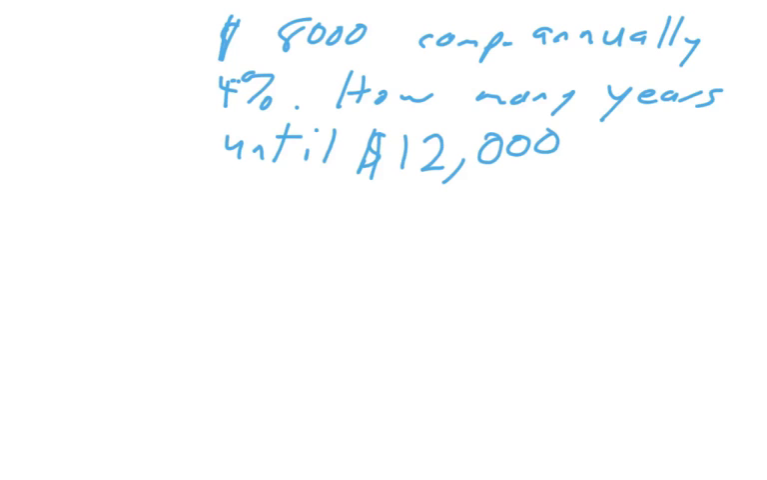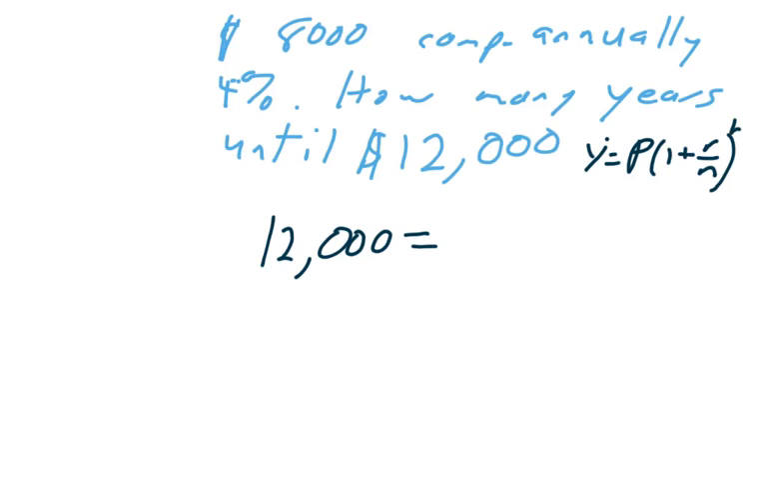Alright, this next problem says we have $8,000 and we're going to compound annually at 4%. How many years till I get to $12,000? So I'm going to put $12,000 over here because that's how much I want to end. A reminder, our equation is y equals p times (1 plus r over n) to the nt. Now, $8,000 is how much I'm starting with. 1 plus the rate is 4%, which is 0.04, divided by 1, which I don't really have to do, and then we have 1 times t.